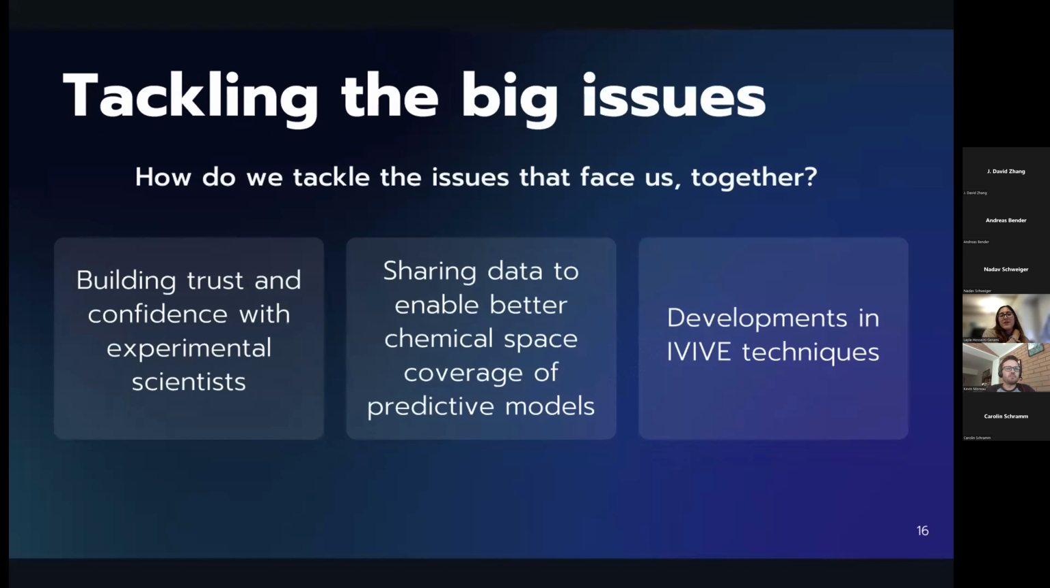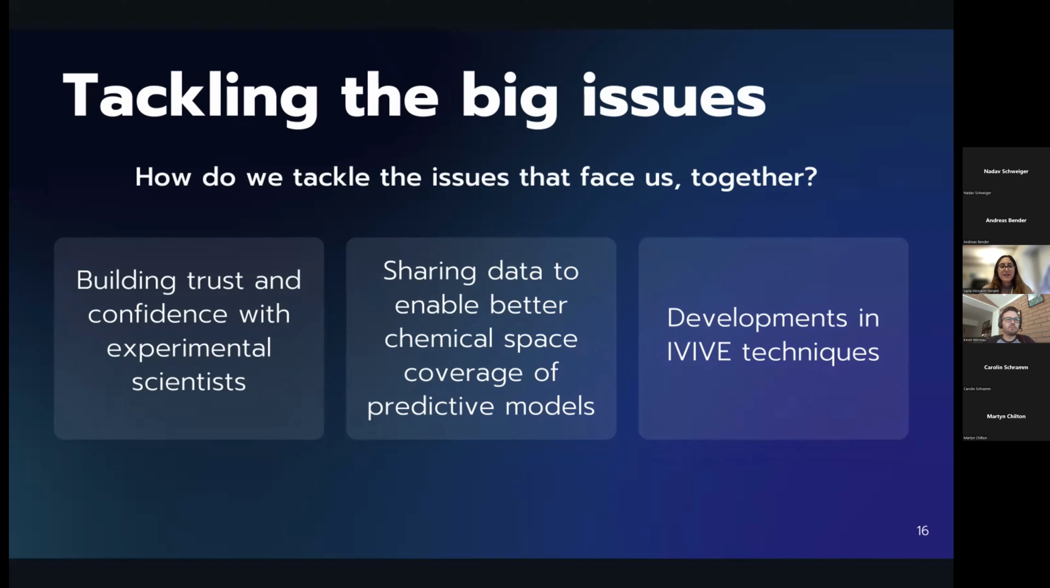So then how do we improve the field and how do we progress forward together? Some solutions that we've come up with is building trust and confidence with experimental scientists. So talking to them and listening to what they want from models and what their limitations are, and also us talking to them about the capabilities of our models and what we can do, and sharing information together.